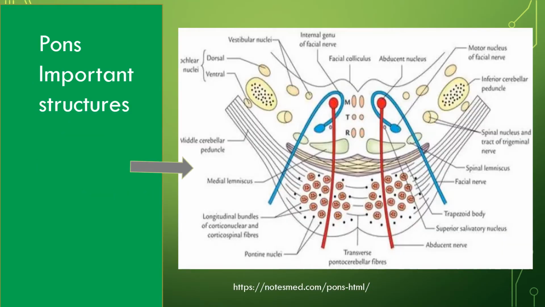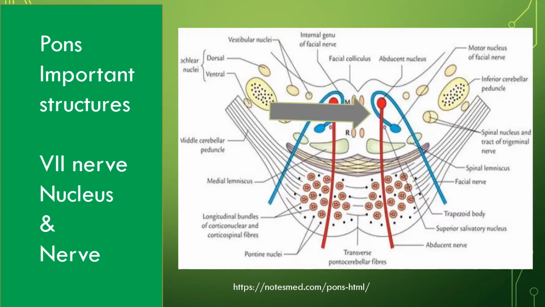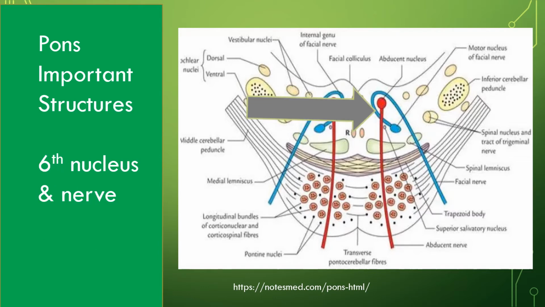The important structures in the pons are displayed here. The most important structure is the seventh nerve nucleus, and the seventh nerve is indicated by the blue color on the diagram. And then the sixth nucleus, or the abducens nucleus, and the sixth nerve is indicated by the red color.